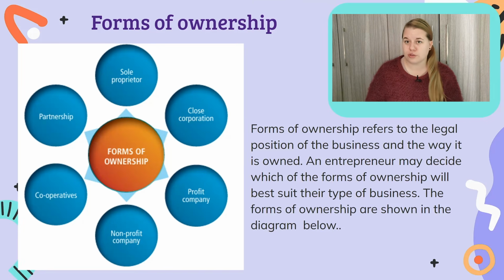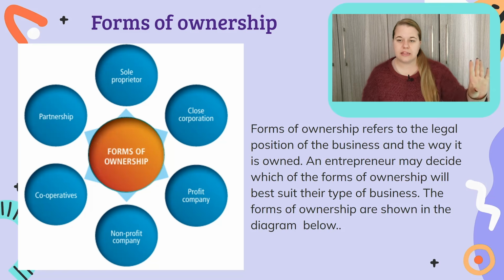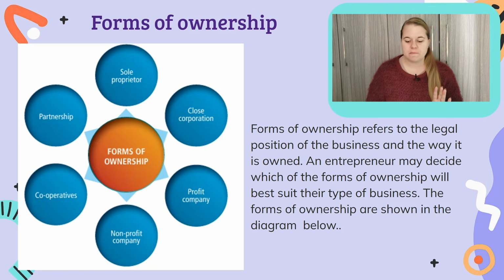All right, so forms of ownership. This refers to the legal position of the business and the way it's owned. An entrepreneur may decide which form of ownership will best suit their type of business. The form of ownership is described in the diagram. It says below, but I've put it just next to it. So we can see there all the different types of ownership.